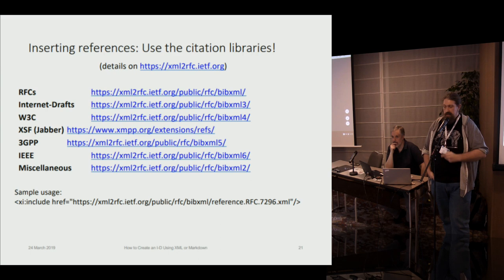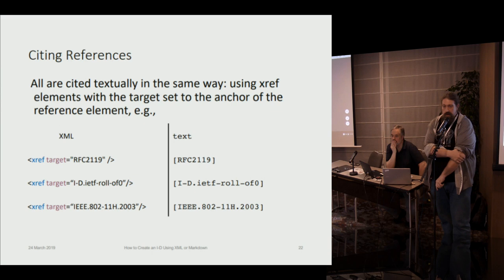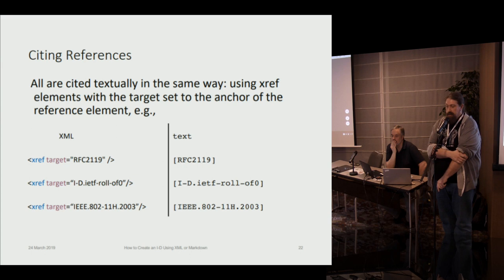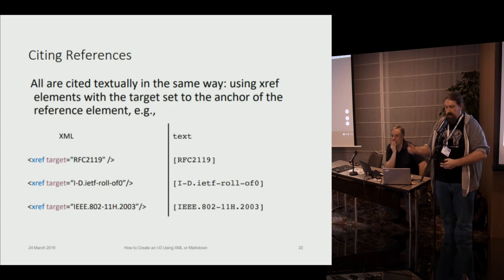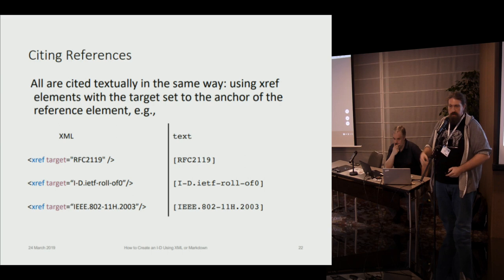So here are some examples of making use of these references. This is where the XREF element comes in, and you can put a target. As you can see, the targets are pretty much what you would have used. They match what you will find in the citation libraries. So for RFCs, it's RFC and the number. Internet drafts start with I-D and the name, minus the draft and minus the version number at the end. And then there's IEEE's format, and XEPs also have a similar thing if you're doing anything with XMPP.